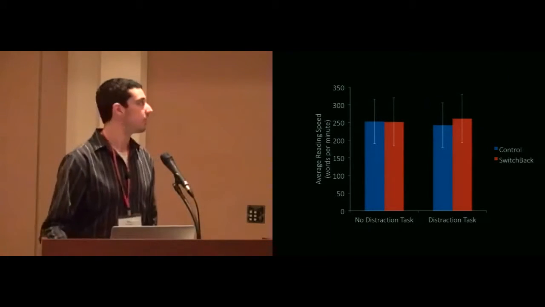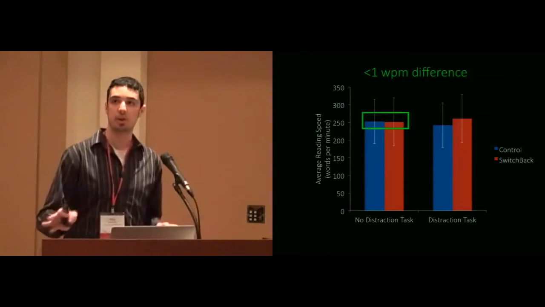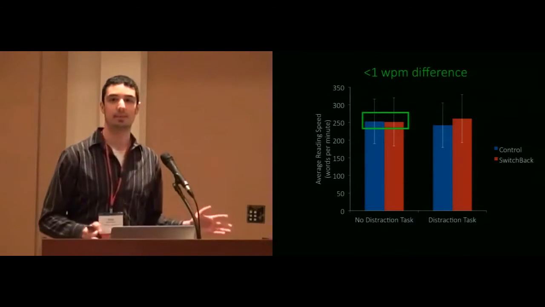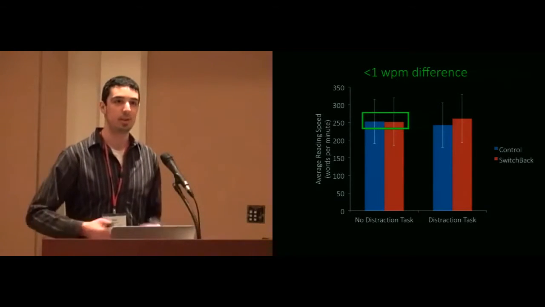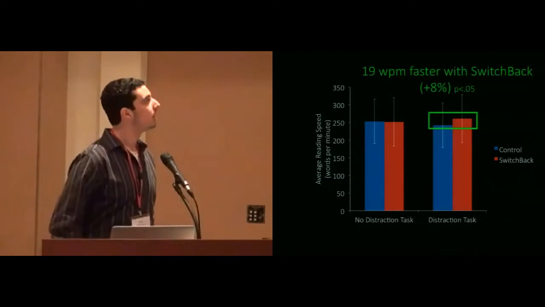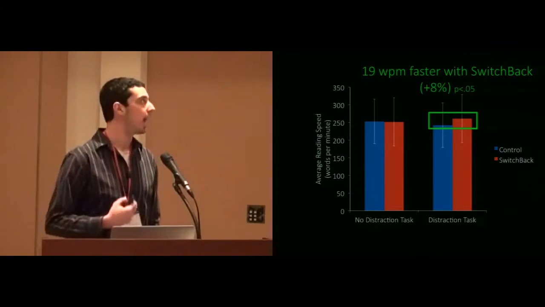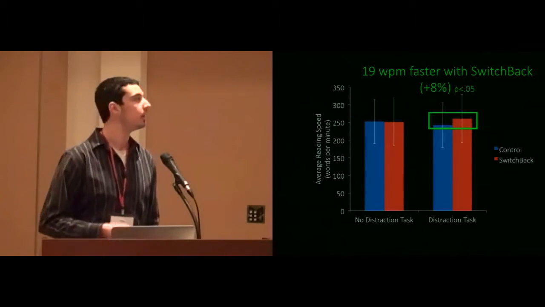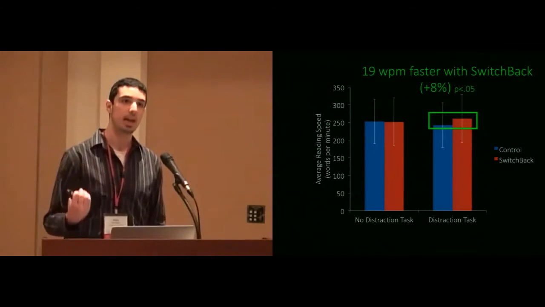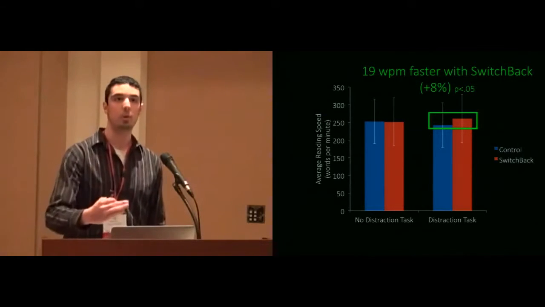So this is what the results looked like. When people weren't performing the distraction task, so they didn't have to turn their attention away and were just reading, we had a less than 1 word per minute difference. This made sense to us; there's no reason for people to be turning away. In the presence of distraction, we see a reading speed increase. They improve by 8%, or 19 words per minute, using our application, which means that we're successfully guiding people's attention back to the line that they were last looking at and they're able to resume reading quicker.